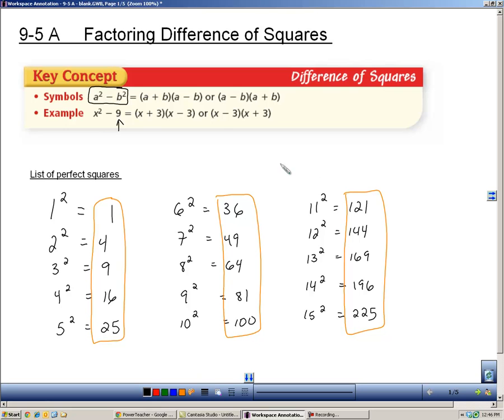Now, once you know that you have what's called a difference of squares, something squared with a minus sign and then something else squared, this is the pattern you're going to use. You take whatever creates the square in the first term and put it in the first group of parentheses and the second. You take whatever creates the square in the second term, put that at the end of each one, and you put a plus sign in the first binomial and a minus sign in the second binomial. That's the pattern that we're going to use.